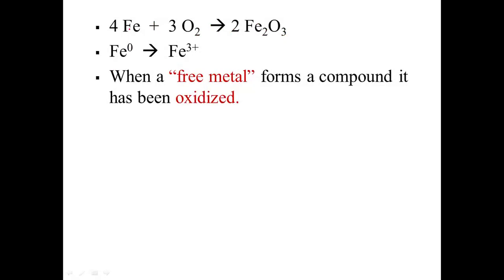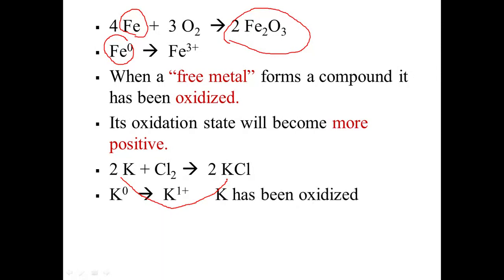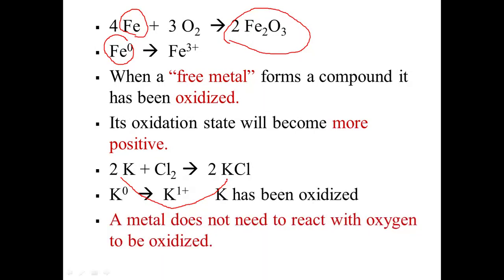When a free metal forms a compound, any compound, it does not have to be an oxide, it has been oxidized because it will be forming a cation, a positively charged metal ion. Its oxidation state becomes more positive. So potassium has been oxidized from 0 to +1. Again, you do not need to react with oxygen to be oxidized, but if you do, you certainly are oxidized as well. But the general definition is that you form a positive cation in the formation of a compound.